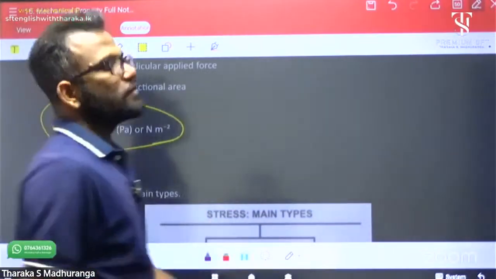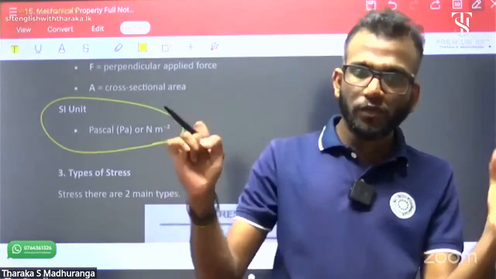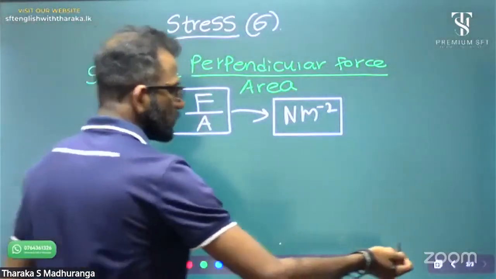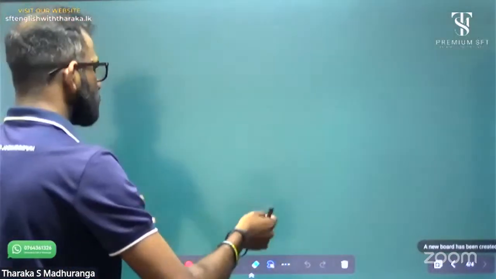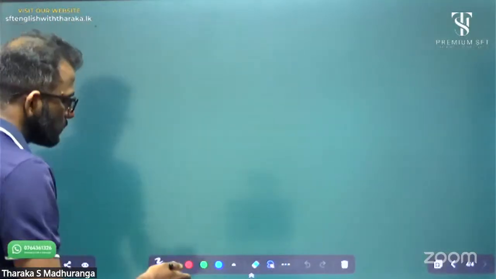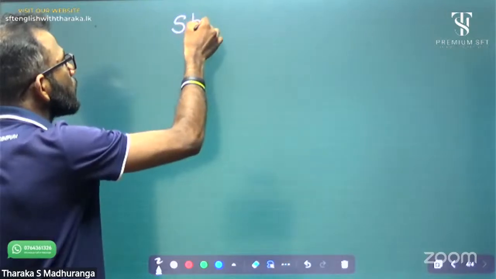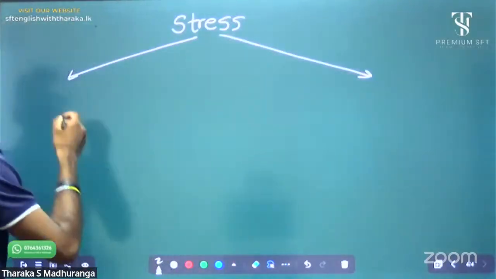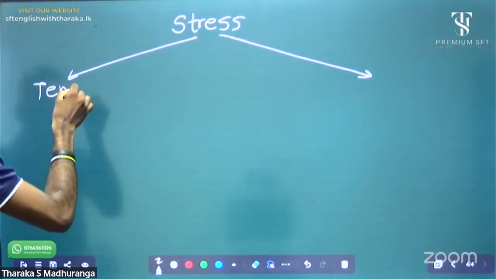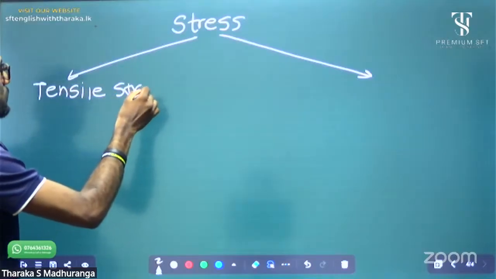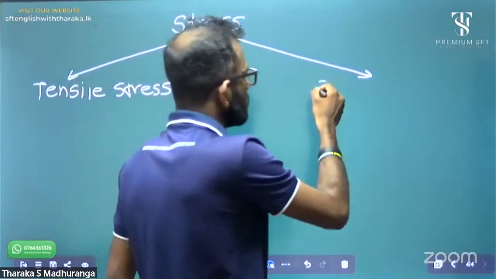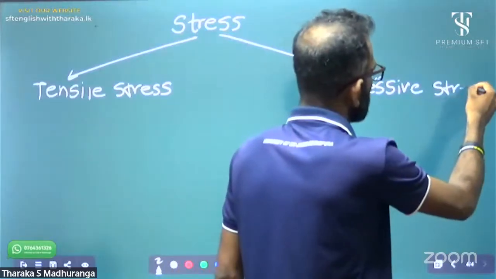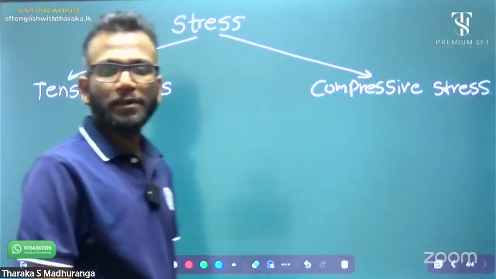This stress we can divide into two types. This is a basic concept: the perpendicular force applied on a unit area of any elastic object. Stress is mainly of two types, tensile stress and compressive stress.